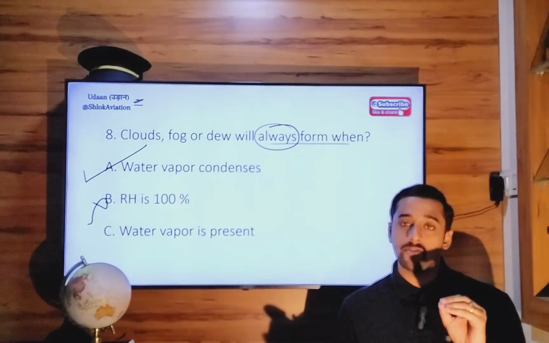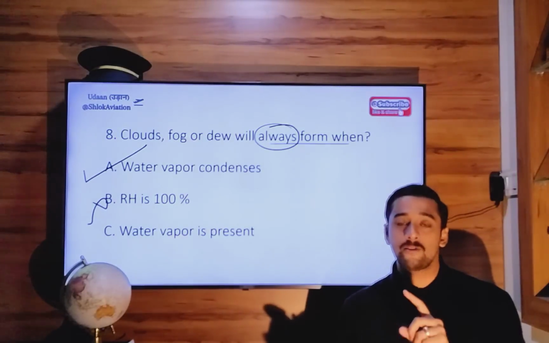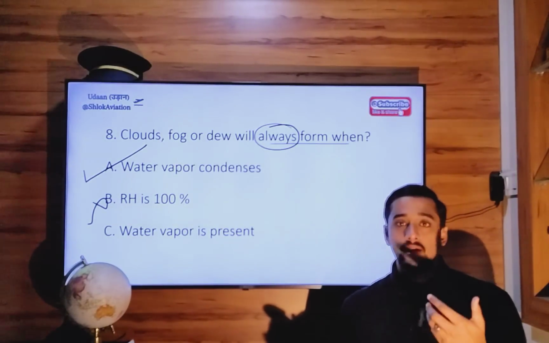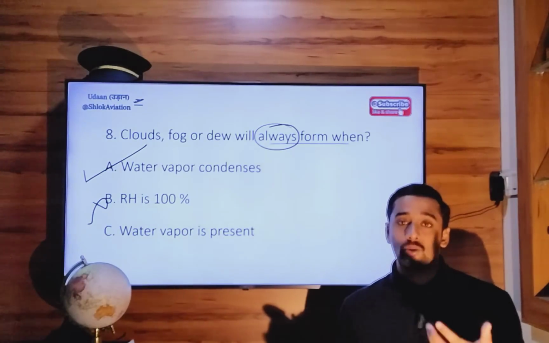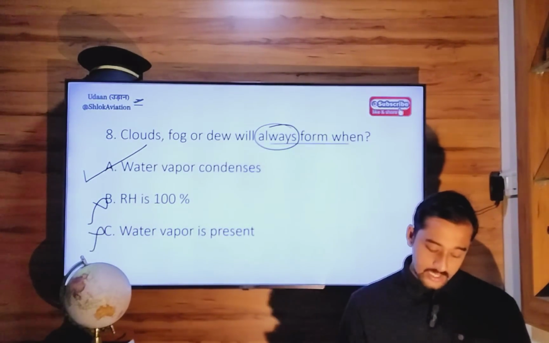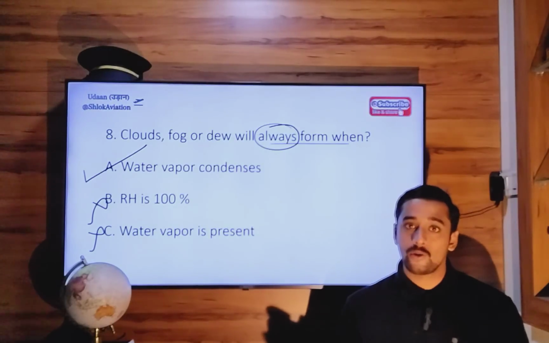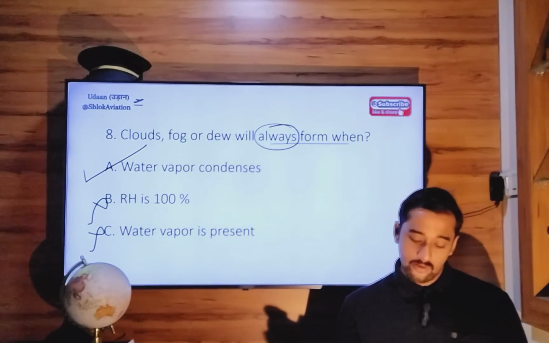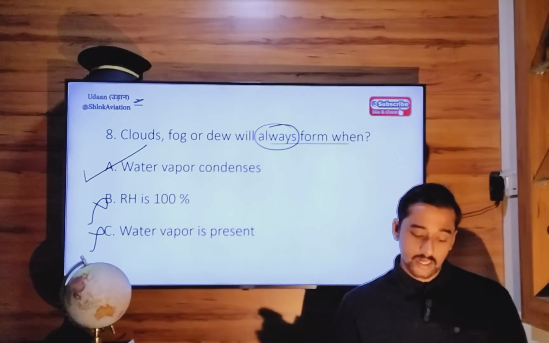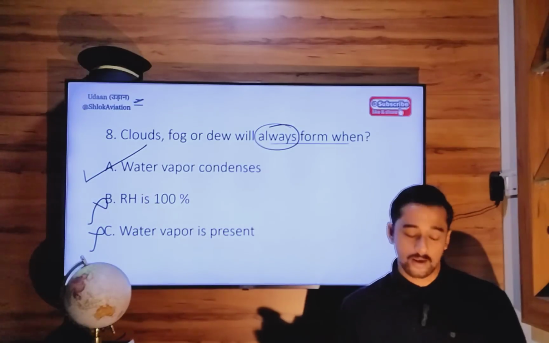Just having a relative humidity of 100% is not sufficient. You also need other favorable factors like condensation nuclei, cold temperatures, like that. Water vapor is present. Again, that is wrong. So you need condensation to happen. Only and only then we will consider clouds, fog, or dew forming in the atmosphere.